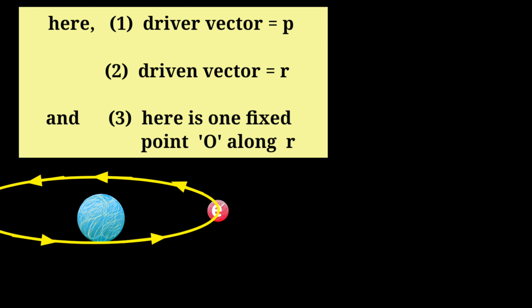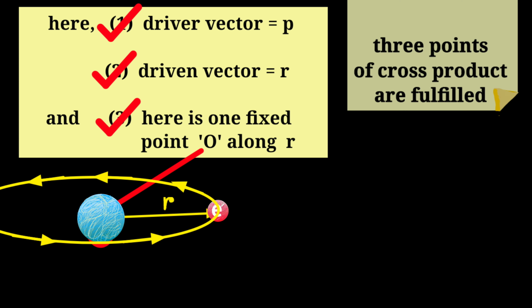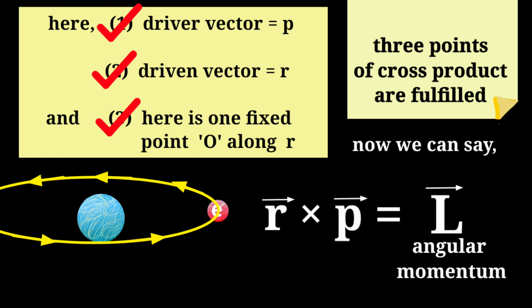Number 1, driver vector equals p. Number 2, driven vector equals r. And number 3, here is one fixed point O along r. The 3 points of the cross product are fulfilled. Now we can say r cross p, which is angular momentum.